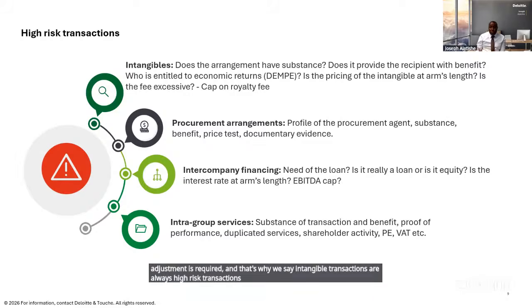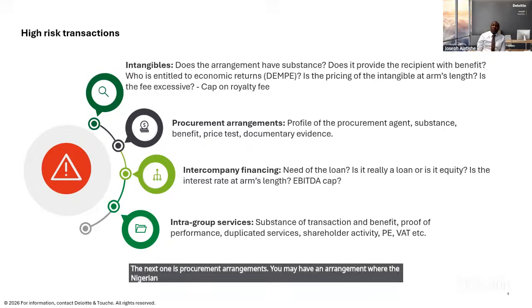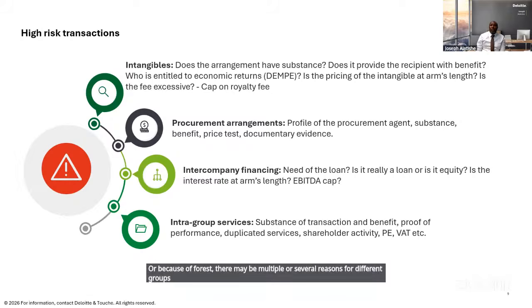The next one is procurement arrangements. You may have an arrangement where the Nigerian entity is purchasing products maybe from Asia, but maybe because of capital reasons, or maybe because of economies of scale, or in cases where the suppliers do not want to deal directly with the Nigerian entity, or because of forex, there may be multiple or several reasons for different groups, but there may be reasons why instead of the Nigerian company buying directly from suppliers, there is an entity within the group that acts as a procurement agent and purchases the products and then sells to the Nigerian entity.